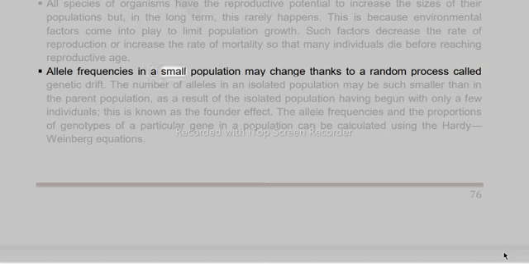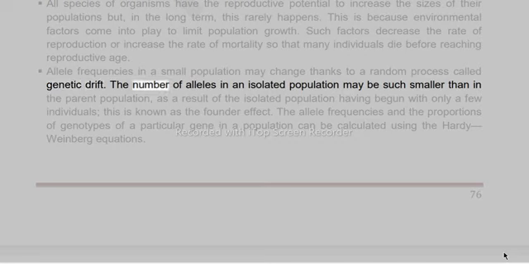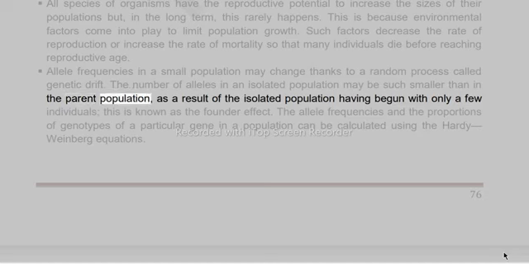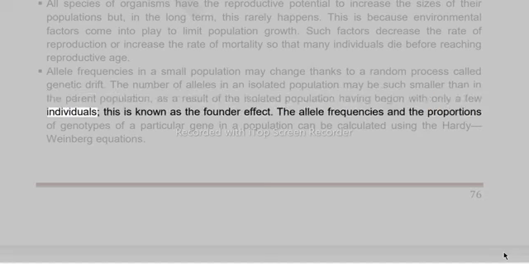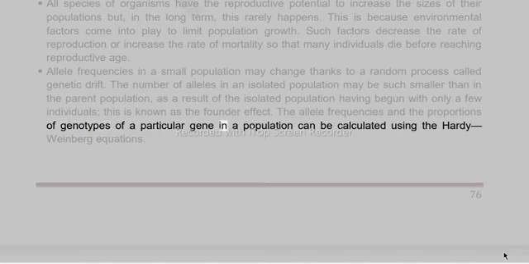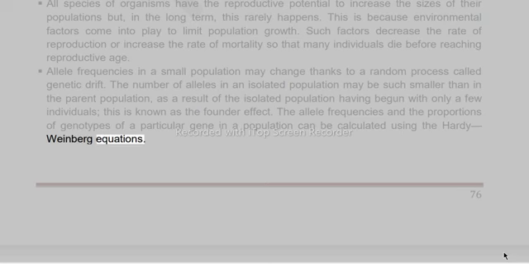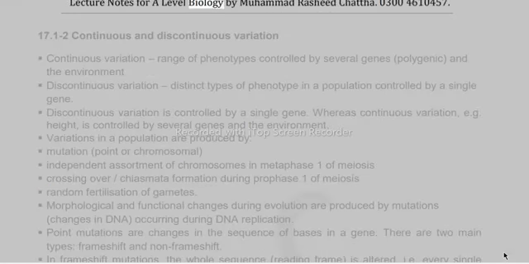Allele frequencies in a small population may change thanks to a random process called genetic drift. The number of alleles in an isolated population may be much smaller than in the parent population, as a result of the isolated population having begun with only a few individuals. This is known as the founder effect. The allele frequencies and the proportions of genotypes of a particular gene in a population can be calculated using the Hardy-Weinberg equations. Lecture notes for A-Level Biology by Mohammed Rashid Chatha.